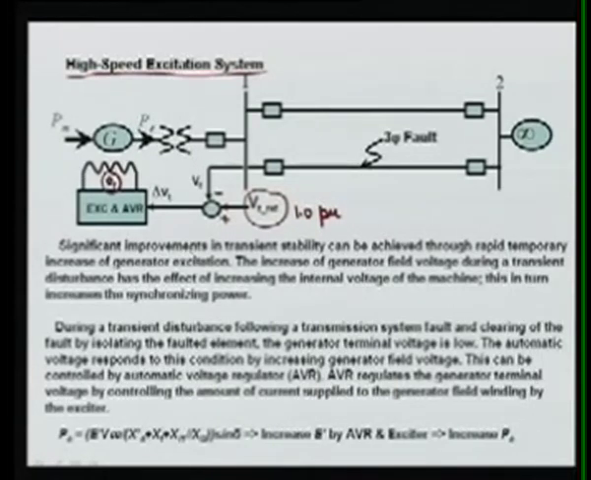The significant improvement in the transient stability can be achieved through a rapid temporary increase in the excitation of the generator. I am not saying that you should operate your excitation system at a higher value every time, because that may lead to another problem. If your excitation is always higher, what will happen? The field current will be very, very high, and that field current will cause more loss in the system, and your generator alternator may not operate properly. You have to have proper cooling for that.